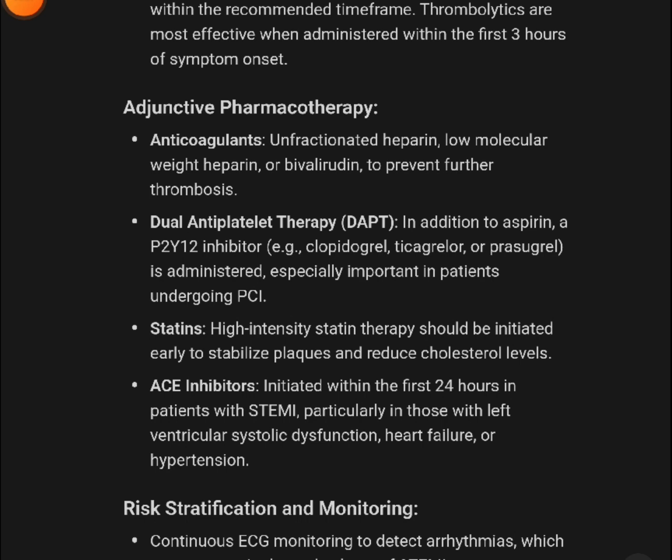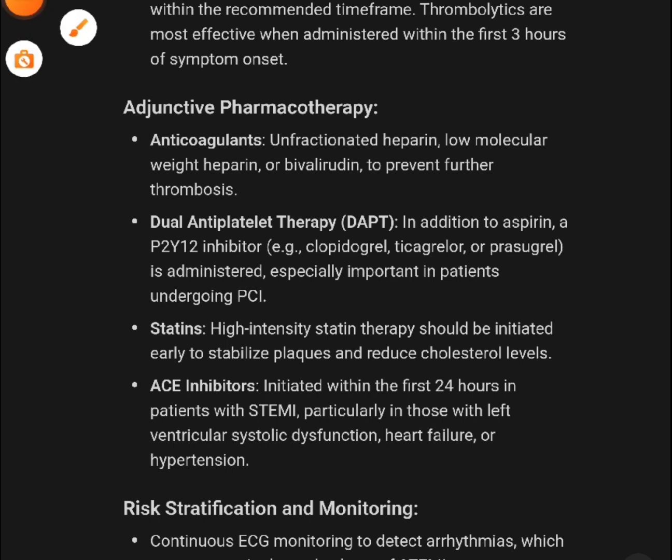Adjunctive pharmacotherapy: anticoagulation with unfractionated heparin, low molecular weight heparin, or bivalirudin to prevent further thrombosis. Dual antiplatelet therapy (DAPT): in addition to aspirin, a P2Y12 inhibitor (clopidogrel, ticagrelor, or prasugrel) is administered, especially important in patients undergoing PCI.